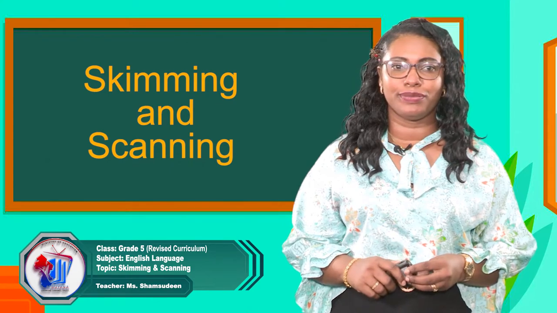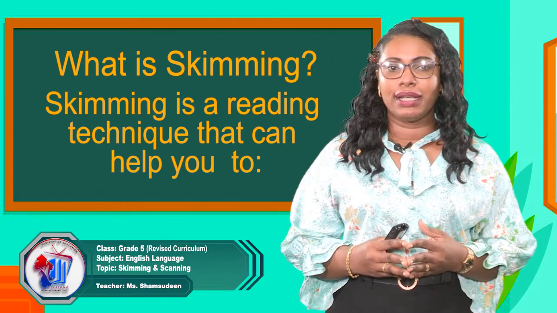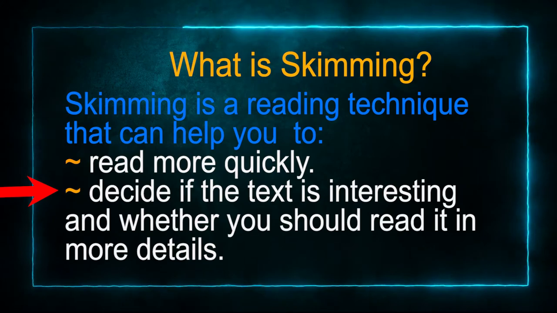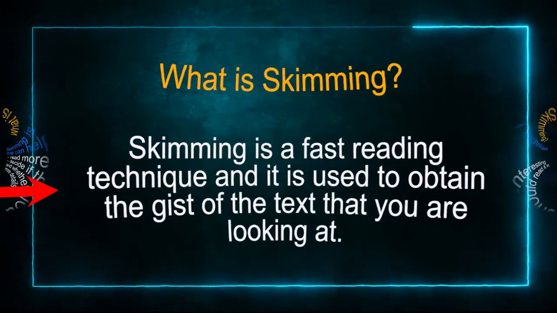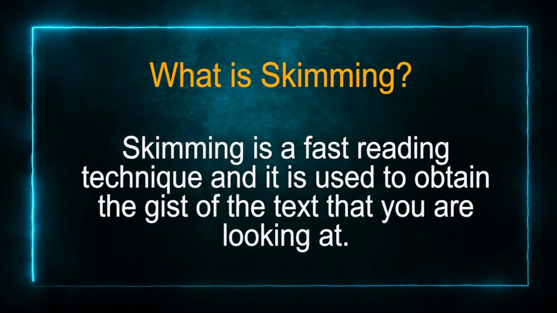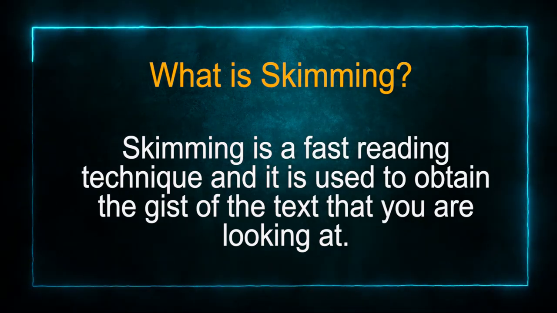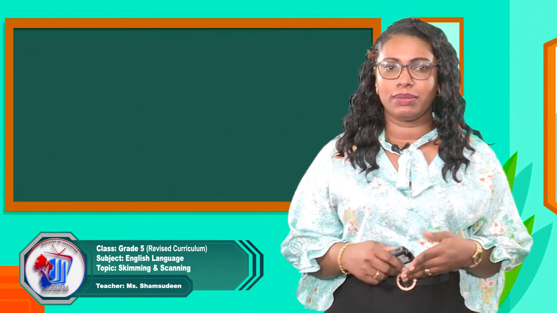In our lesson today, we would be discussing and looking at a few examples of skimming and scanning in comprehension. Now, what is skimming? Skimming is a reading technique that can help you to read more quickly, decide if the text is interesting, and whether you should read it in more detail. Skimming is a fast reading technique, and it is used to just obtain the gist of the text that you are looking at. That means that you could quickly look at it and say what the text is about.